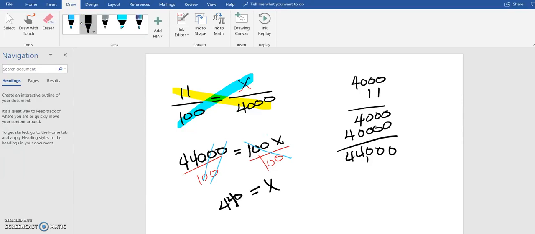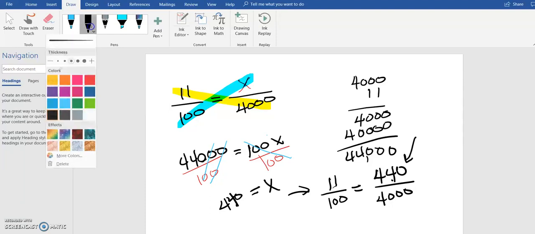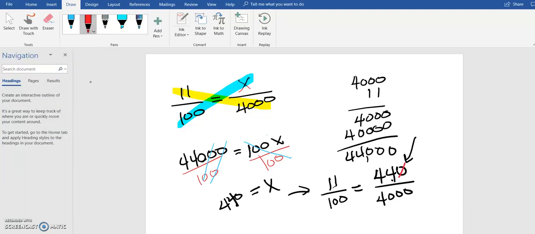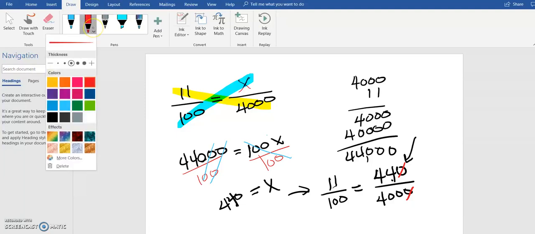Okay, 440. So I know now that my problem is going to give me that 11 over 100 is going to give me 440 divided by 4,000. And guys, this is a fraction that can easily be reduced. First off, I know I can divide out my zeros here because that's just division by 10. And then I could reduce this even further.